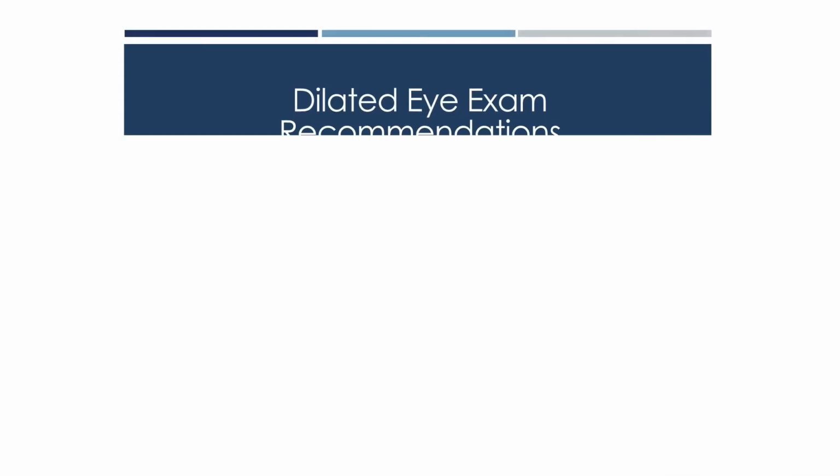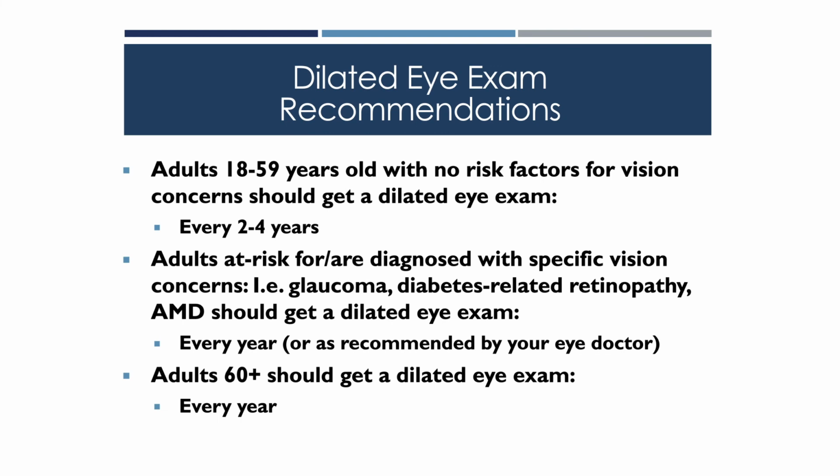Now that you learned the process of how to make your own eye exam appointment, and hopefully you have one scheduled now, we're going to talk about the frequency that you should be receiving dilated eye exams. For adults, it does vary. Adults between the ages of 18 to 59 years old should receive a dilated eye exam every 2 to 4 years. Adults who have a diagnosis of their eyes, whether it be retinopathy with diabetes, AMD, glaucoma, or cataracts, should receive a dilated eye exam every single year.